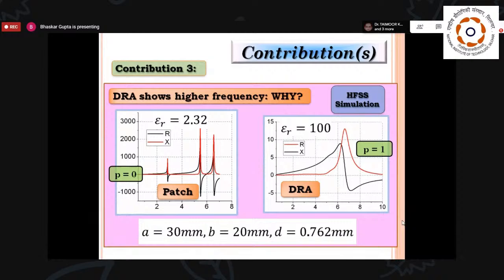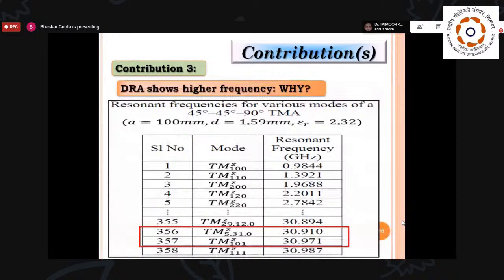The reason is the third modal index. Remember that for the patch, we start and remain at P equal to 0, because the patch is very thin, using a thin substrate, so that when higher values of P are invoked, surface waves are excited. So we can't go to those higher order modes. But for a DRA, P equal to 0 cannot be invoked at all because of the ground plane. This is the importance of the ground plane. So we must start from P equal to 1.